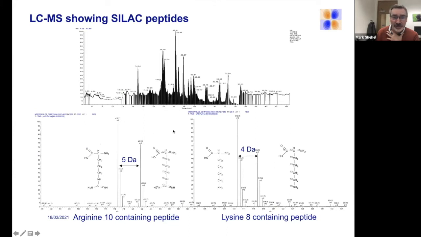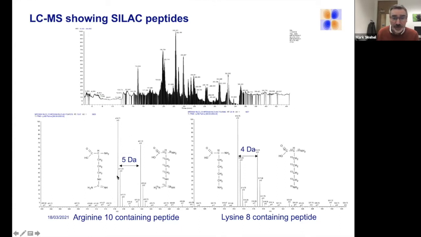And if we take a slice through that at a particular time, we can see that we have ions here that differ. This is arginine 10, so we're differing by 5 Daltons. And this is lysine 8, so we're differing by 4. So why 10 and 4? Well, these are doubly charged. And this is one of the things that I was mentioning earlier briefly about the beauty of resolution on our Orbitrap instruments, and to be honest, it's very high on the Orbitraps, but even the TOF instruments now are able to resolve the isotopes.